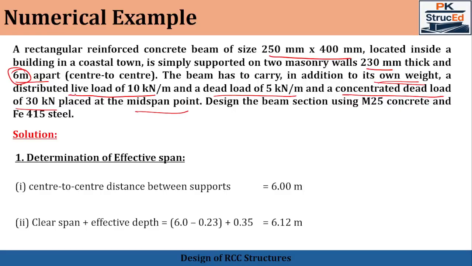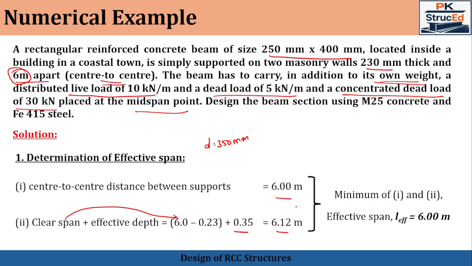So here the center to center distance has been given. Therefore, the clear span has to be calculated. The clear span is the center to center distance minus the width of the support. That's what has been done here. Plus the effective depth, assuming an effective cover of 50 mm, we are assuming D is equal to 350 mm. That's what has been taken here. So we get 6 meters as the first case and 6.12 meters as the second case. As per the code provision, we are supposed to use the minimum of these two, which comes to 6 meters.